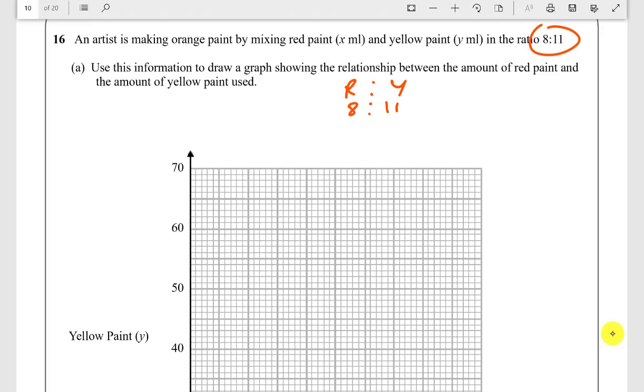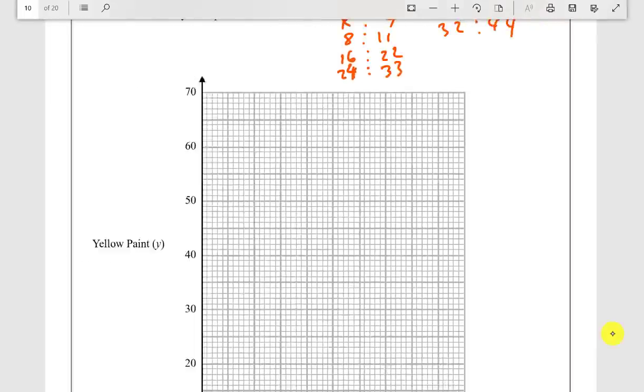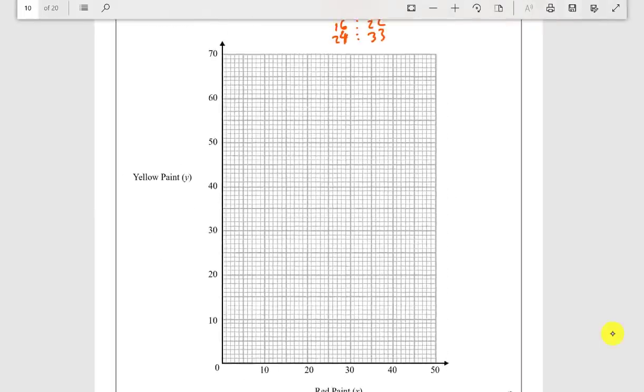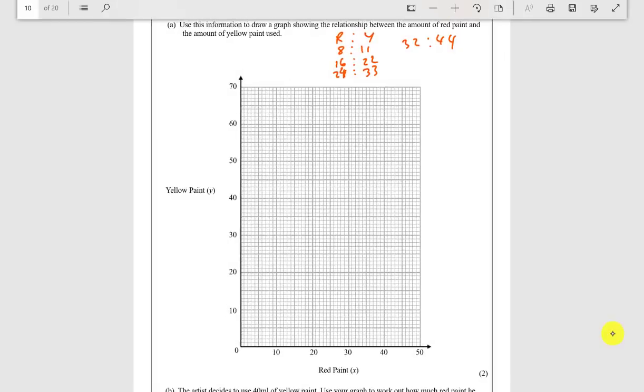ratio. So times by, say, 2. 2 times 8 is 16. 2 times 11 is 22. And then we have 3 times 8 is 24. 3 times 11 is 33. And then let's find out another pair of coordinates, which is, let's say, 4 times 8 is 32. And 4 times 11 is 44. Now we've got enough coordinates to actually plot our graph, and then we can answer the rest of the question.